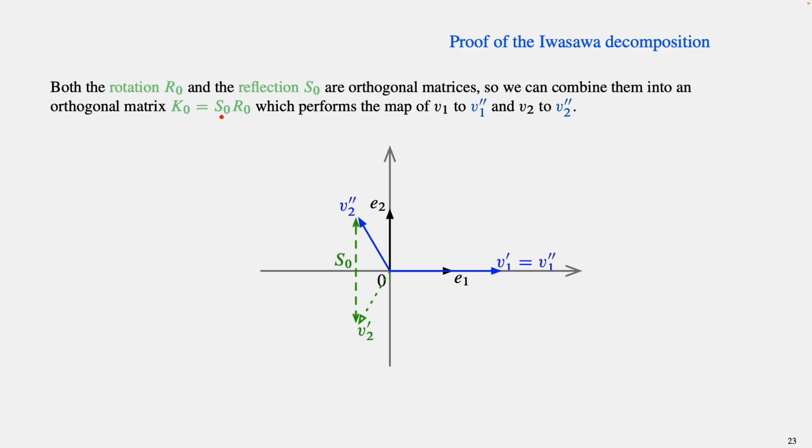And of course, if we had the situation that v2 prime had been above the e1 axis, then we would simply have chosen the identity matrix for this reflection here. So in that case, K0 would be a pure rotation. Okay, now we have found our orthogonal part to undo the effect of T, and we will continue with v1 prime prime and v2 prime prime to further undo the geometric effects of our original transformation T.